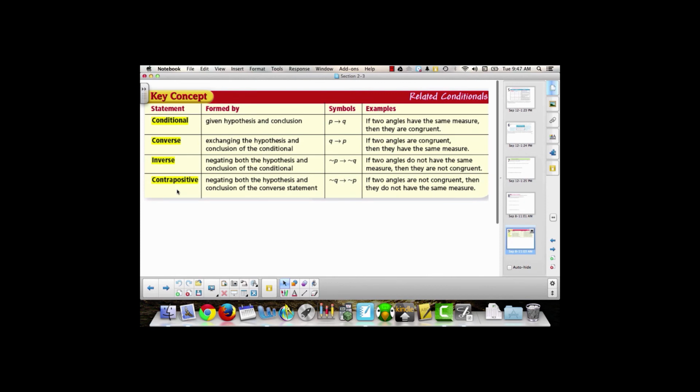Finally, we have the contrapositive. The contrapositive is a combination of the converse and the inverse. You switch the hypothesis and the conclusion, and you use the negation of each of those. So again, if our original statement is if two angles have the same measure, then they are congruent. The contrapositive becomes if two angles are not congruent, then they do not have the same measure.